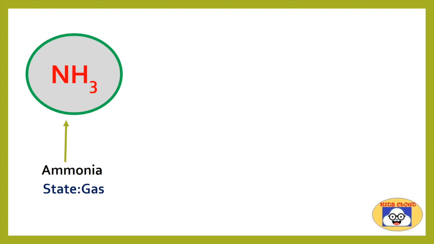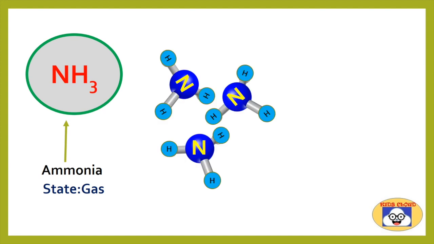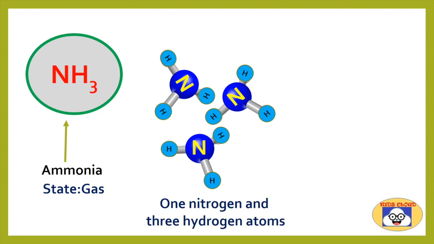Next, we will take the example of a gaseous state, say ammonia. Ammonia contains molecules of NH3. Each molecule is formed with 3 hydrogen atoms and 1 nitrogen atom. It implies the smallest particles in NH3 are atoms of hydrogen and nitrogen.